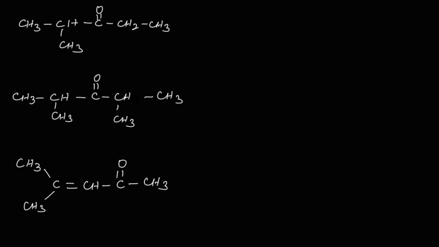Come on, let's give the common name for these compounds now. Here, what is this? This is ethyl, and here three carbons are there, so propyl. It is branched, a single branch is there, so isopropyl. So the common name of this compound is ethyl isopropyl ketone.